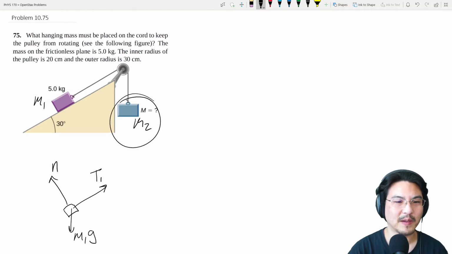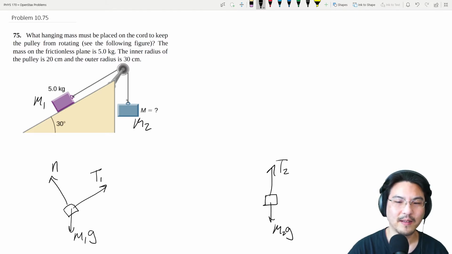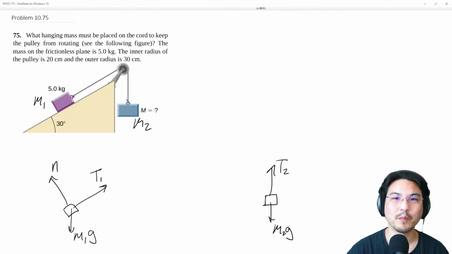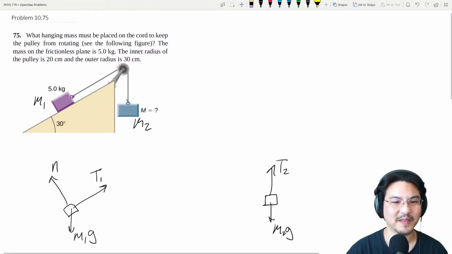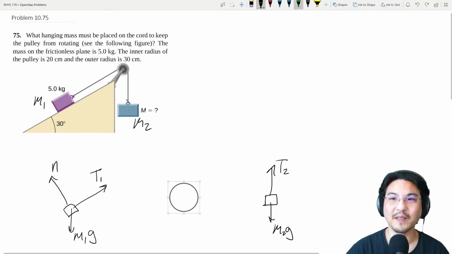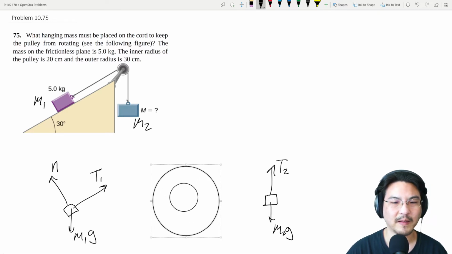And then block 2, we'll draw it over here. There's the rope here, so I'll call that tension 2, connects to block 2. And then it has weight. And then for the pulley, let me get some help here. Okay, so then there's the inner radius and then the outer radius.